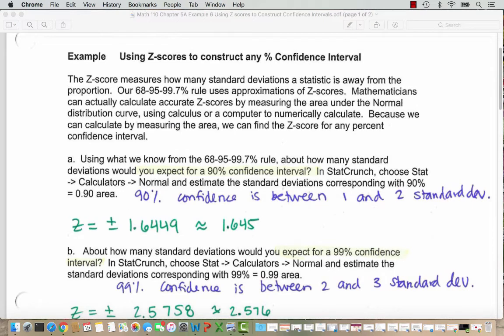So we say our z-score would be plus or minus 1.6449. Usually we just write down the positive value and know that you'd add or subtract to find your interval. And so that rounds to 1.645.